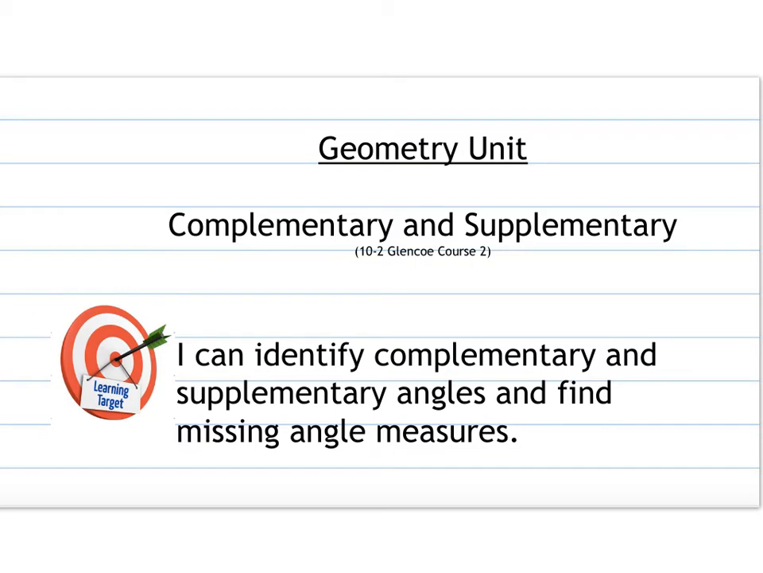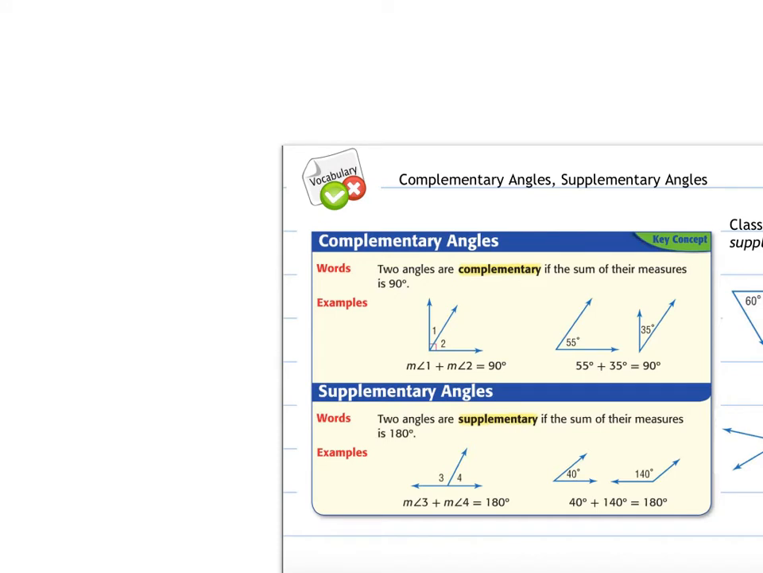All right, so that was angle relationships. Now we're going to look at angle relationships that are complementary and supplementary. So identifying those and then finding missing angle measures should we need to. So a little bit more vocabulary. So complementary angles and supplementary angles. Key concept, you want to write this down.